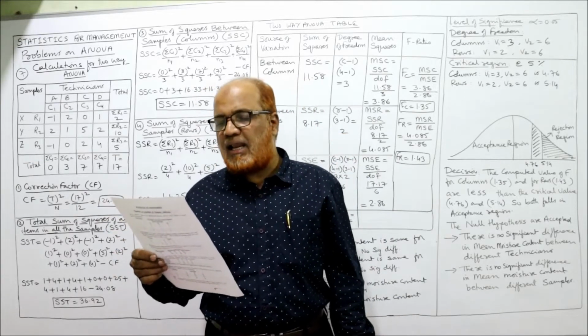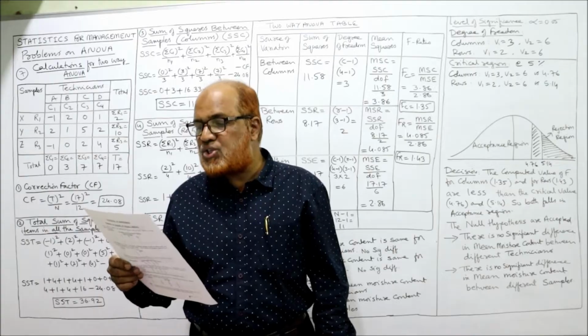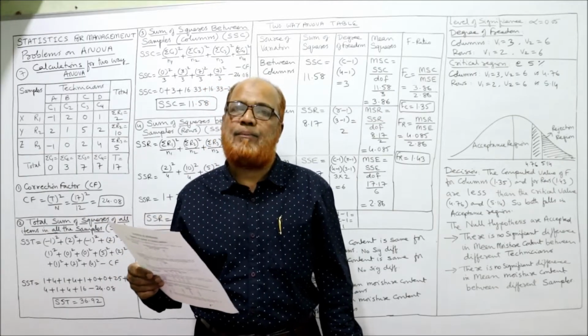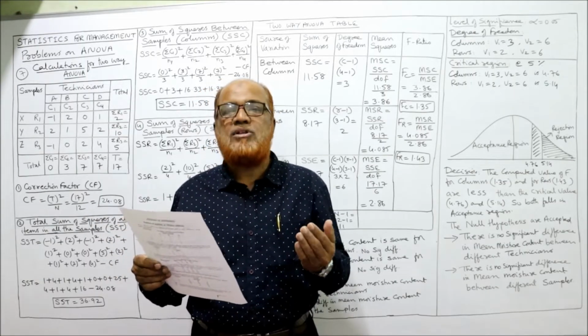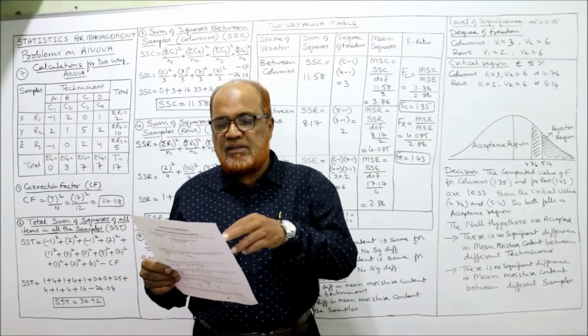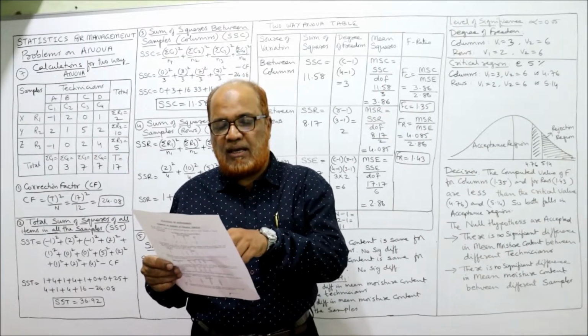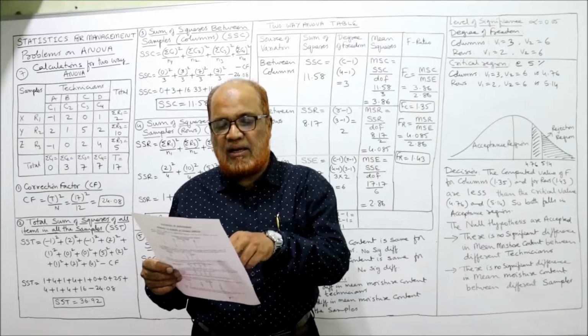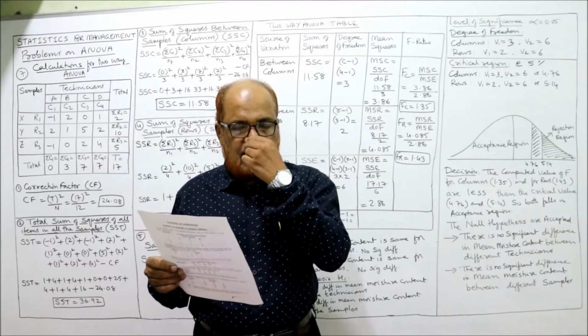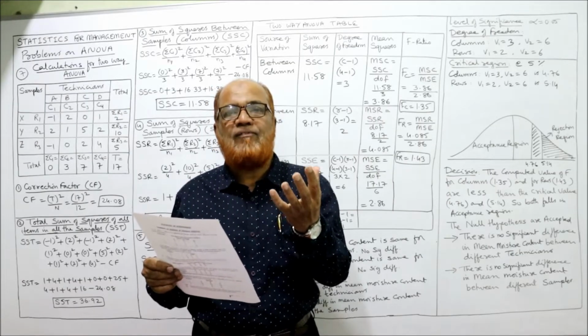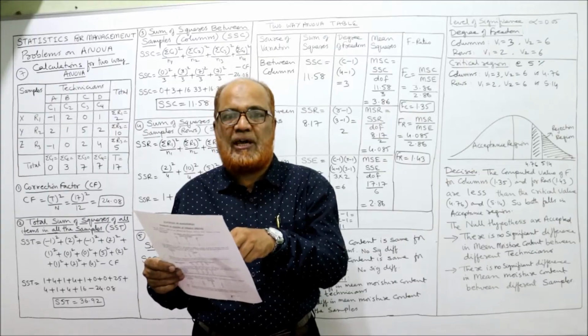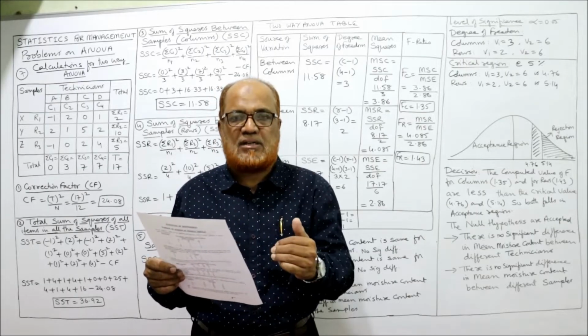So 4 technicians analyzed 3 samples each for the moisture content in the sample. In each sample, how much is the moisture content? For example, technician A has found 9 in X, 12 in Y and 9 in Z. These are the moisture content found by technician A on 3 samples X, Y, Z.